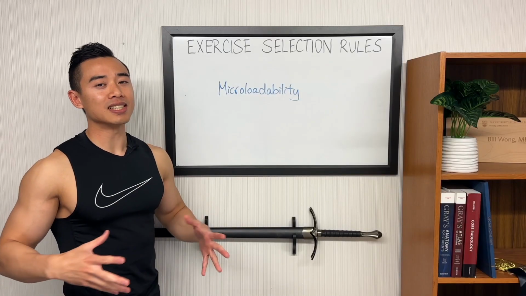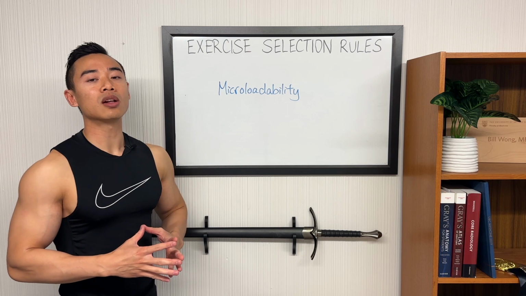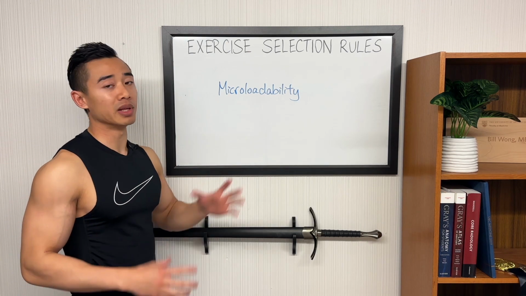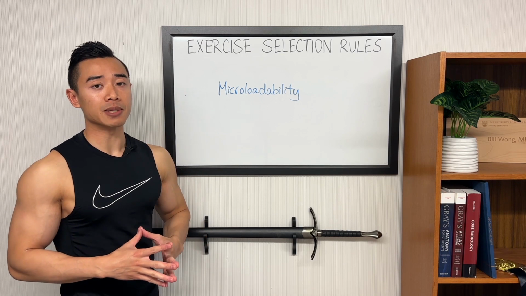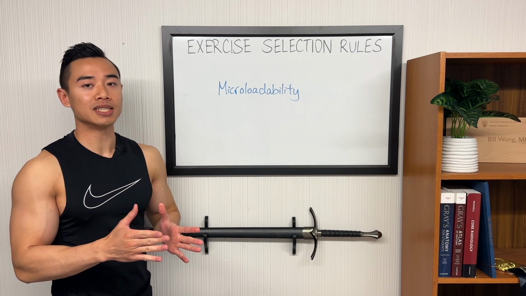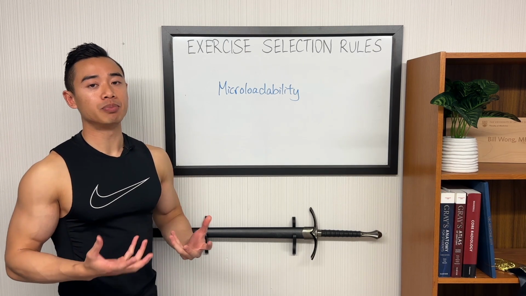Next rule for exercise selection. When you're choosing exercises for optimal hypertrophy, you want to look at an exercise's micro-loadability. This basically refers to how precisely you can overload the movement. In other words, can you increase the resistance in small, precise increments? An example of this would be push-ups versus bench press.